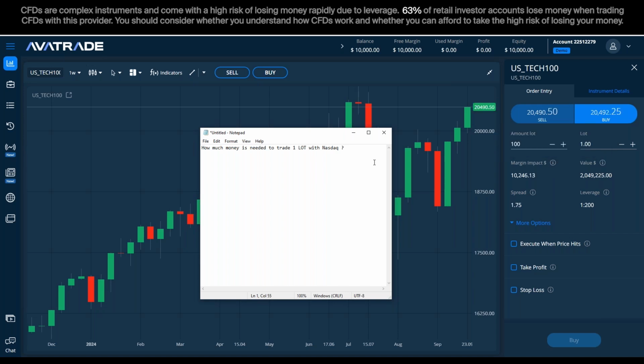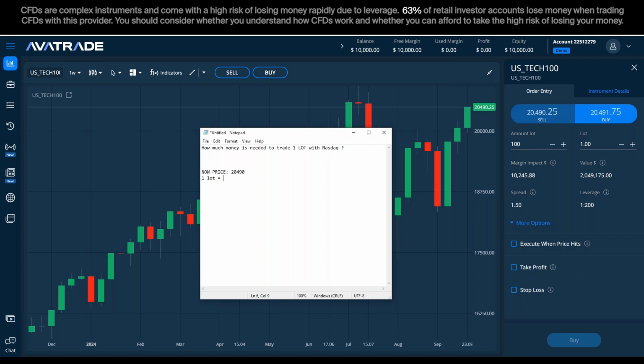So let's just put down a few numbers here. The current price for Nasdaq is 24.90. If it would have been a buy, it's $2 higher, 1.75 higher.